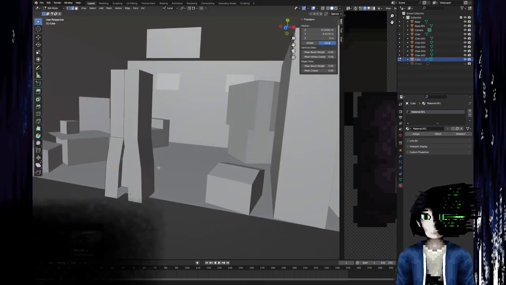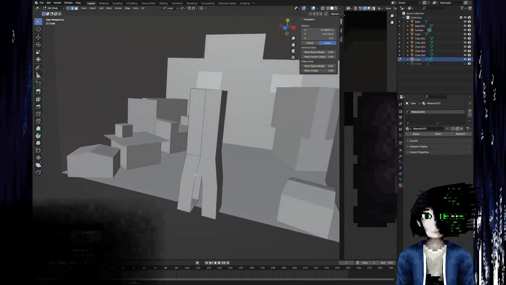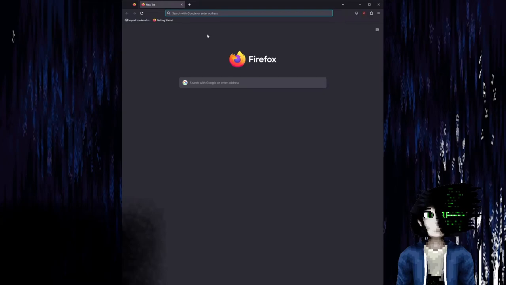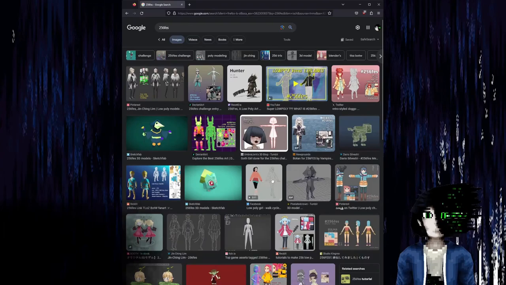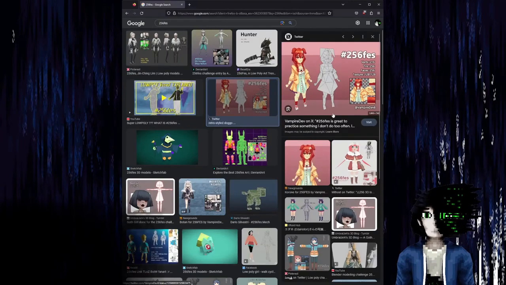Now, one of the things with a 256 Fez style, if it brings back up, is the idea behind 256 is that you're trying to make a character model in 256 triangles. That isn't actually a lot. Even PlayStation 1 game models were usually a little bit north of that, but it's just a good benchmark to keep the time down. And the way people tend to do this, a good example here, is that you unfortunately can't see in super detail here, but this is probably a three-sided limb. All these limbs are at most four-sided, but most of them are three-sided.